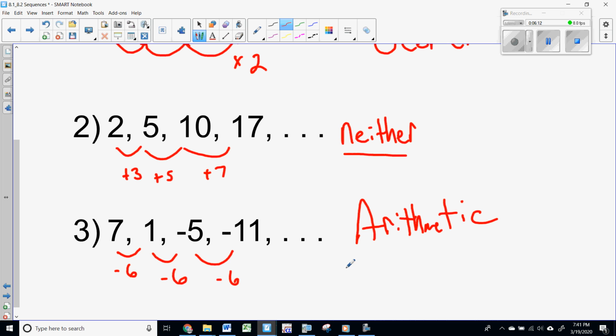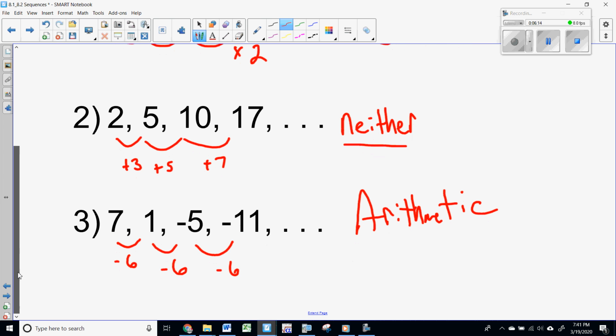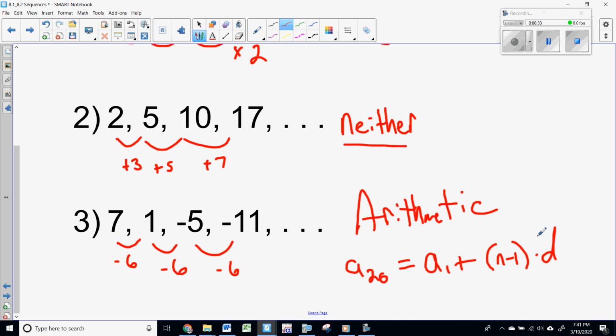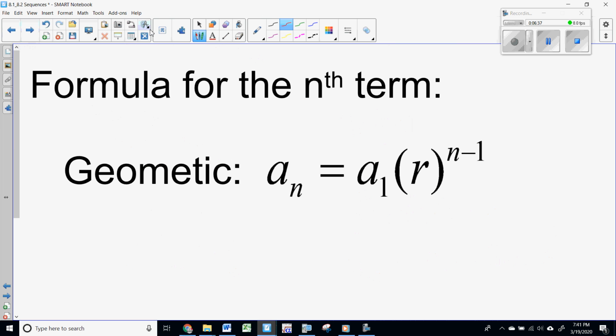Now, if you remember when we had arithmetic, we had a formula. Let's say we wanted to find, here's the first, second, third, fourth. Let's say we want to find the 20th term. We had a formula that was a sub 1 plus n minus 1 times d to find the nth term. That's what we looked at last time. Next, we want to look at what that formula is for geometric. And here is our formula for geometric.